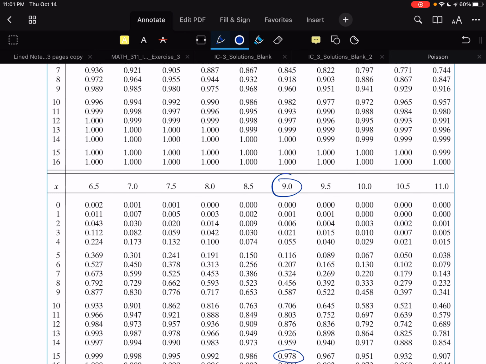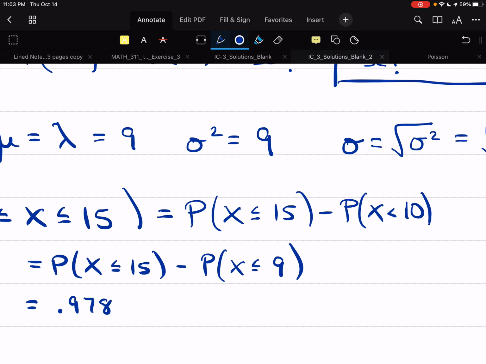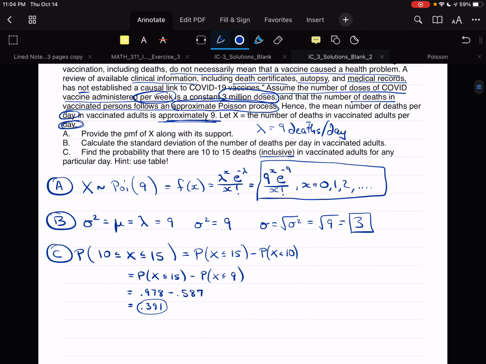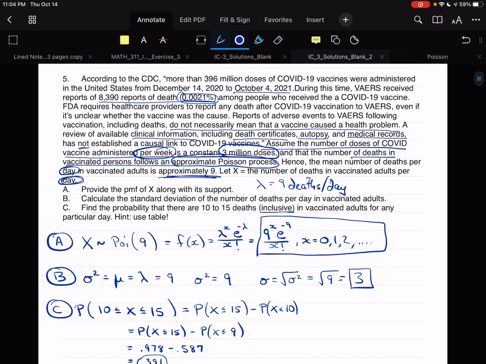From the table, we saw that this is 0.978 minus 0.587, and the answer was 0.391. And so that is the answer for the fifth problem, if it was chosen.